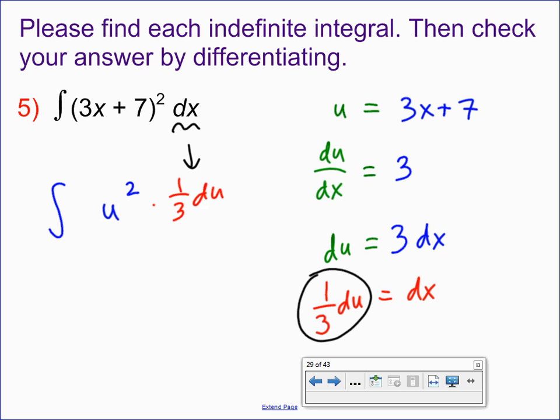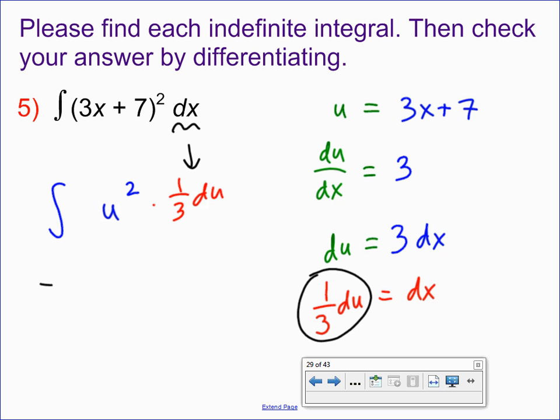The thing is that my inner function, 3x plus 7, differentiates to 3. And I didn't have a 3 multiplier out there. So my du dx equals 3, which means that I'm multiplying the dx over so that I can relate du and dx and complete my substitution. I get du is 3 dx, or a third du equals the dx. Now I know what I'm going to plug in for the dx. I've already substituted in for the 3x plus 7, so I'm going to find an antiderivative for u squared times 1/3 du.